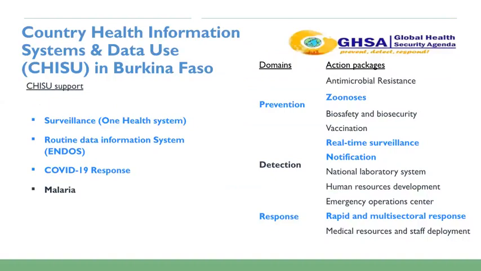As our domains of intervention, CHISU has been supporting Burkina Faso since October 2021 in the areas of surveillance, the routine information system, and also the response to COVID-19. These are activities that had already been initiated by the previous project, which ended in 2020 under USAID funding. In the specific area of disease surveillance, CHISU supports the Global Health Security Agenda recommendations, especially in the area of prevention and response to epidemics. The main activities are therefore zoonotic diseases, real-time surveillance, reporting, and multisectoral response to epidemics. Next, please.